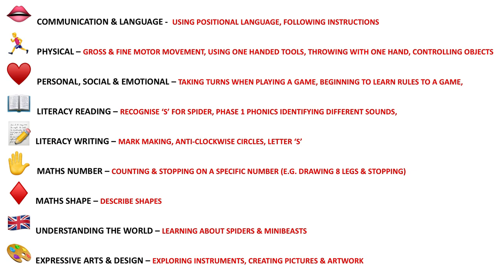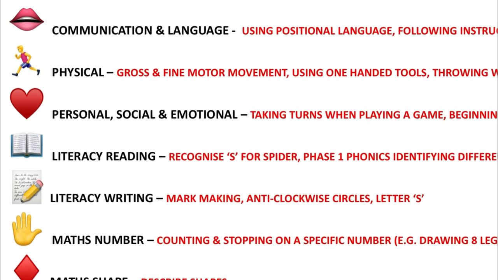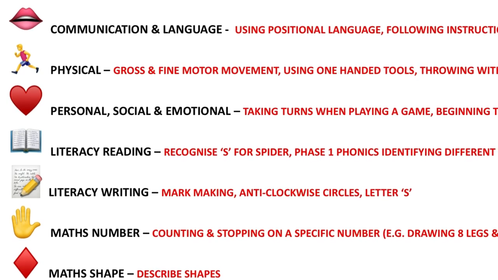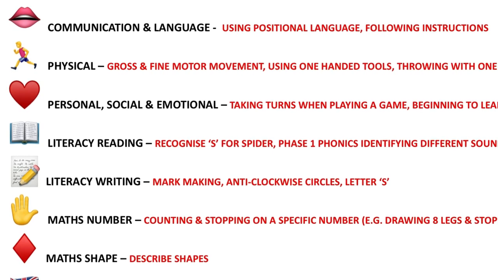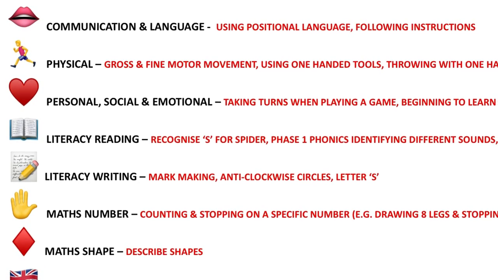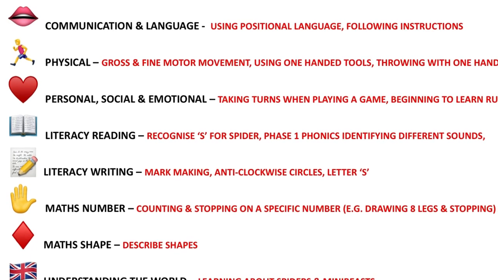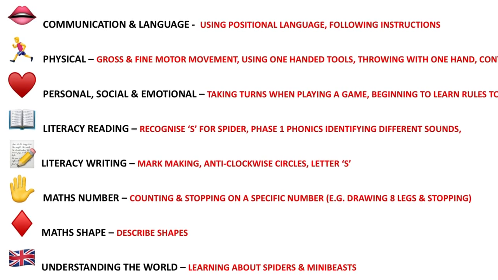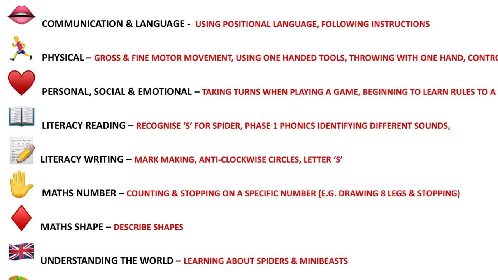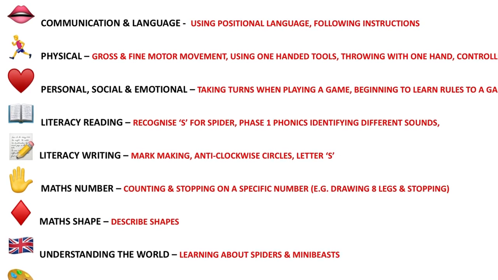From there, if this was my class, I'd then be looking back at that medium term plan and dragging in the objectives that I want from each area. So here, for example, with my daughter today in that video for Spider-Man, we were looking at positional language, following instructions and communication and language, gross and fine motor movement. I wanted her to be using one-handed tools, throwing with one hand and controlling objects. For her personal, social, emotional, I wanted her to be taking turns when playing a game and beginning to learn the rules to a game. In her reading, I wanted her to start to recognise the S for spider, and in the phase one phonics, I wanted her to start to identify different sounds.